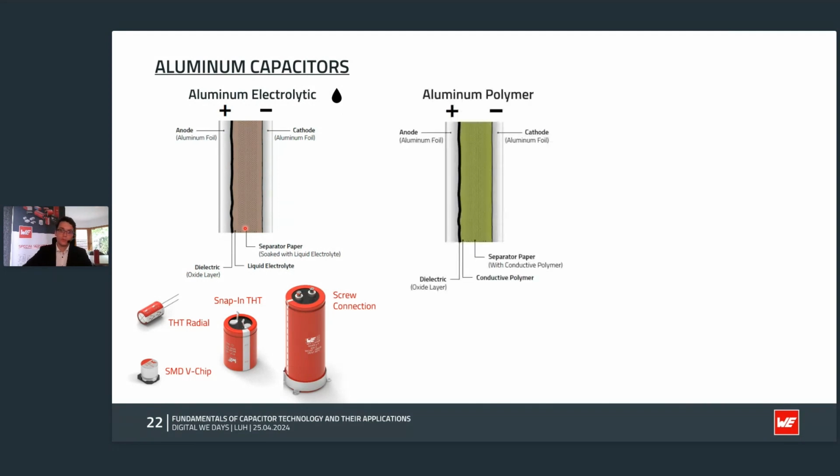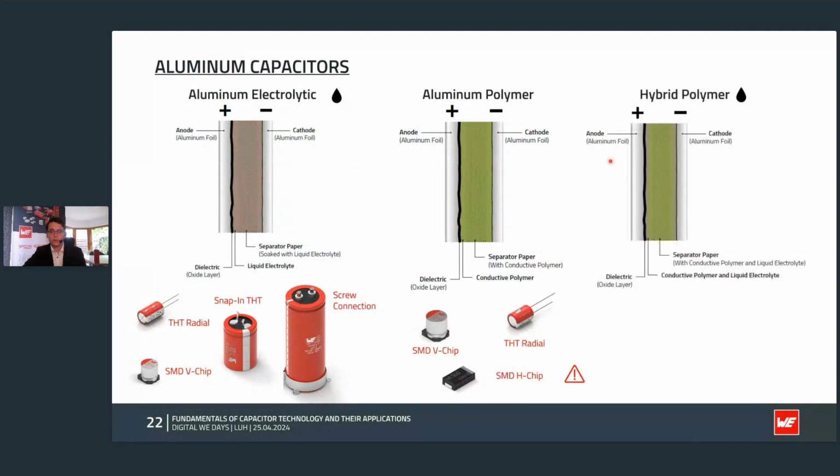If we talk about aluminum polymer, the biggest difference is that we have a solid, highly conductive material with no electrolyte. So in the end, it cannot dry out like aluminum electrolytic ones. We only have small sizes for these polymer capacitor types. We also have small-sized SMD H-chip capacitors, but they are somewhat limited in voltage, only available up to 6.3 volts.